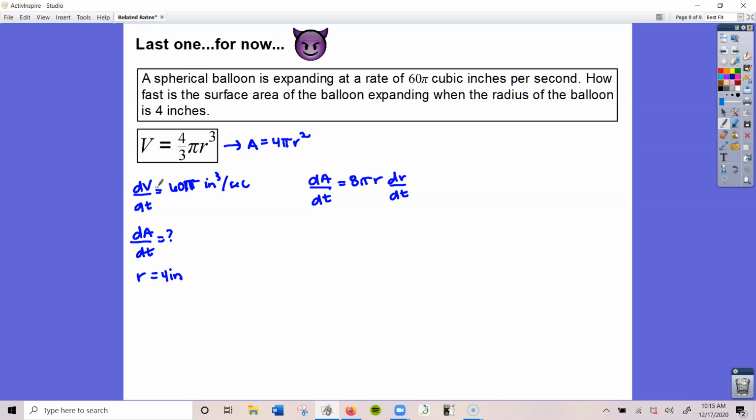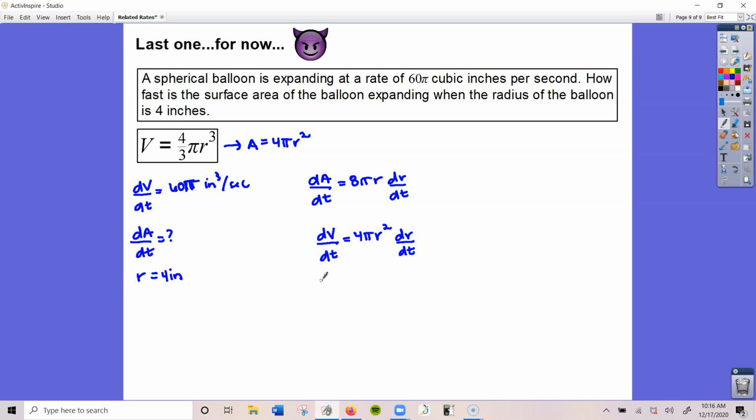So that's a problem. But I notice in my given information, I'm given dV/dt. So that's kind of a clue that I may have to use the equation for volume in order to solve for dr/dt. So we're going to get our equation for volume and differentiate. So dV/dt is going to equal 4 pi r squared dr/dt. See, and now I'm given dV/dt and I'm given the radius, so dr/dt would be my only unknown, which I can use this equation to solve and then go back and plug it in.